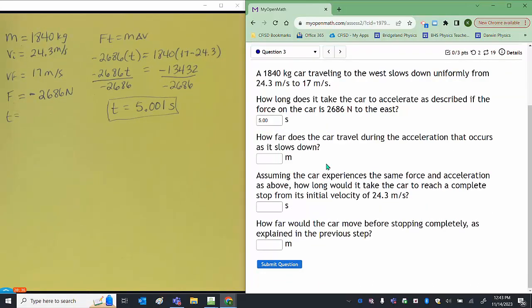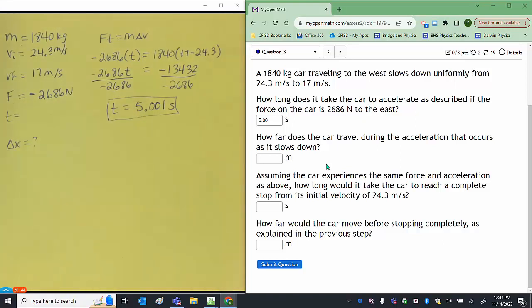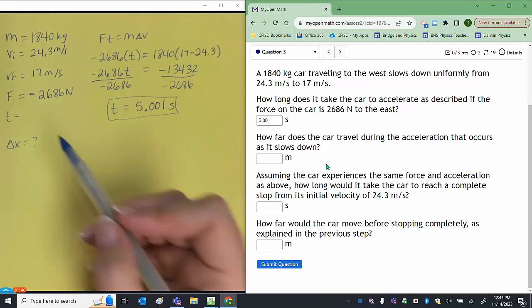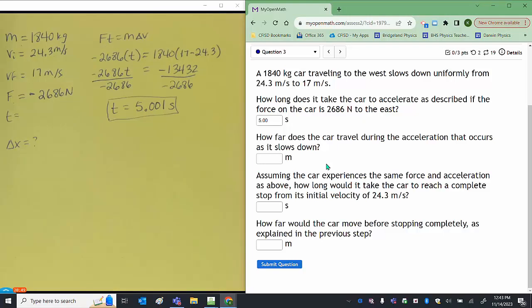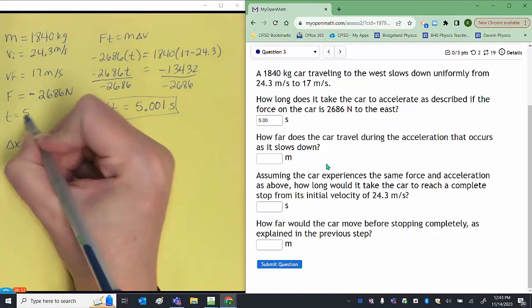The next question says, how far does the car travel during the acceleration that occurs as it slows down? So this time we're looking for delta x. How far does it go as these things are happening? And this is a continuation of the same problem. It's not talking about a different force or something else happening. It's all part of the same thing right now. So that means we get to use all this information to help us with this.